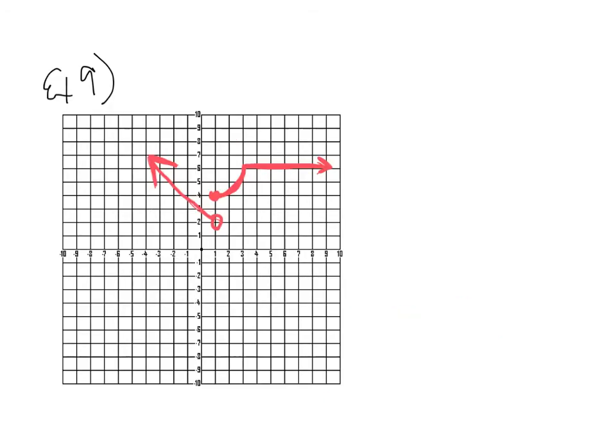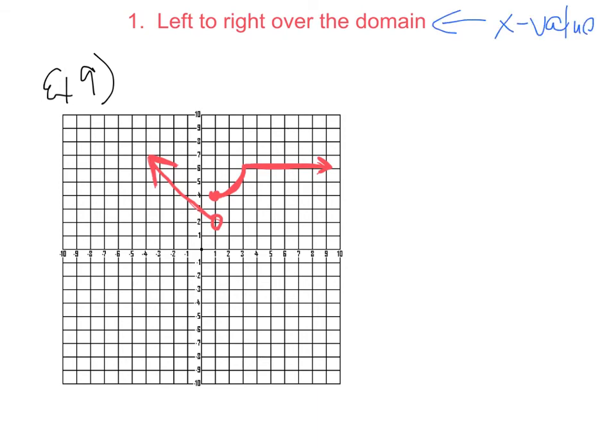Okay, the last thing we're going to look at here with functions is increasing, decreasing, and constant. The kicker to these problems is to look at your graph from left to right over the domain. Now, what does domain stand for? That's right, the x values. So anytime you're writing out an increasing, decreasing, or constant, you want to go from left to right, and it's always, always, always going to be the x values.